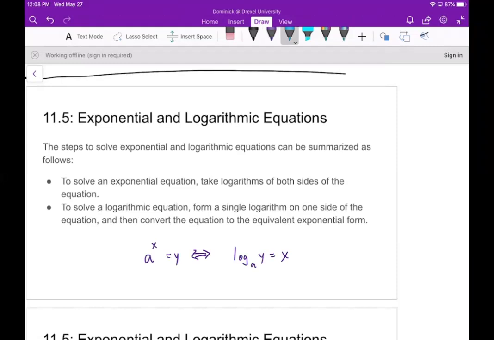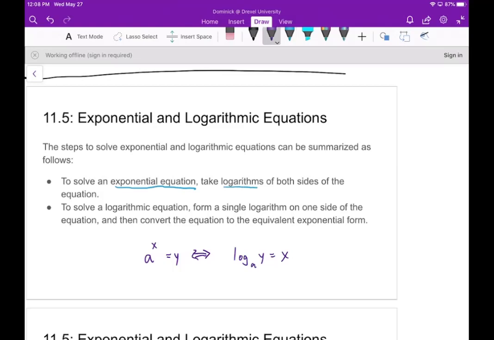Now, to solve an exponential equation, your first bet is to try and rewrite both sides with the same base. Now, if you can't do that, that's when you're going to use logarithms on both sides of the equation. You're going to take the log of both sides, or if you only have an exponent on one side, you can just simply convert it to logarithmic form.